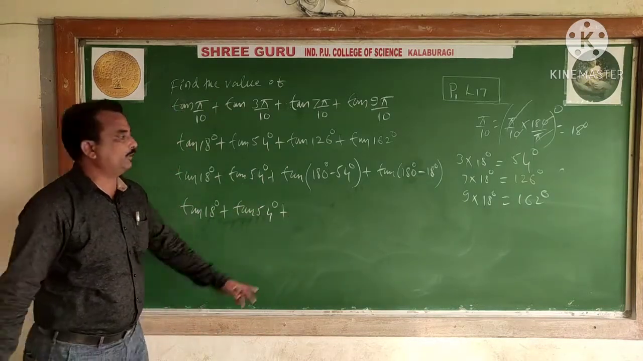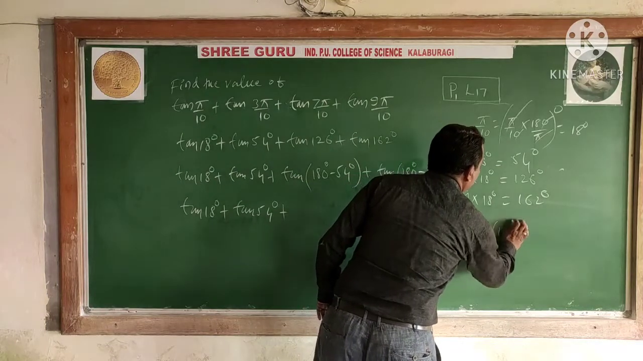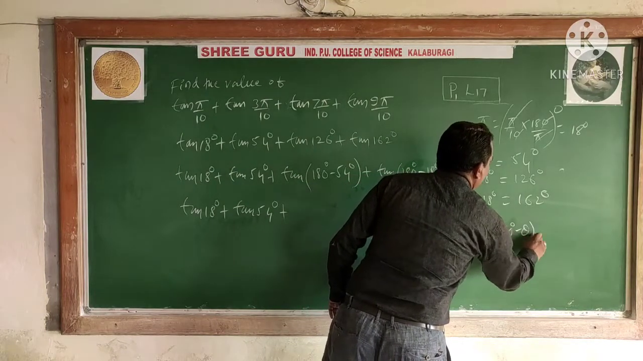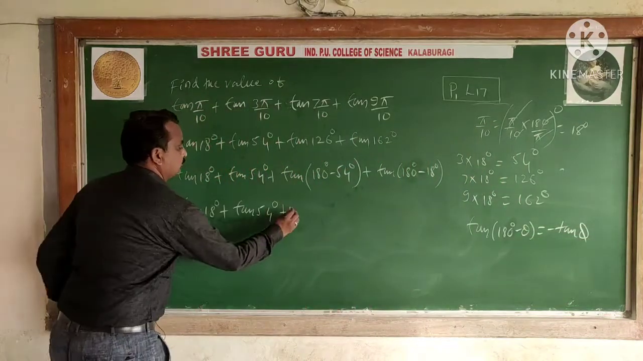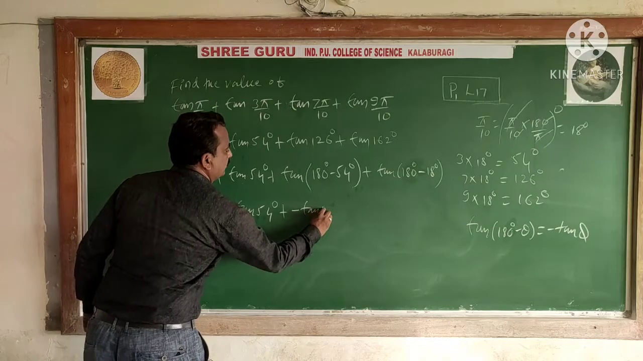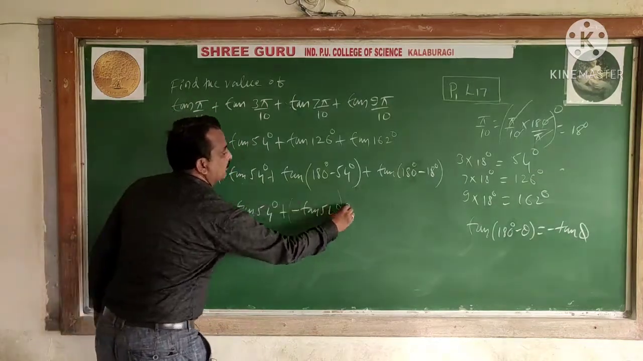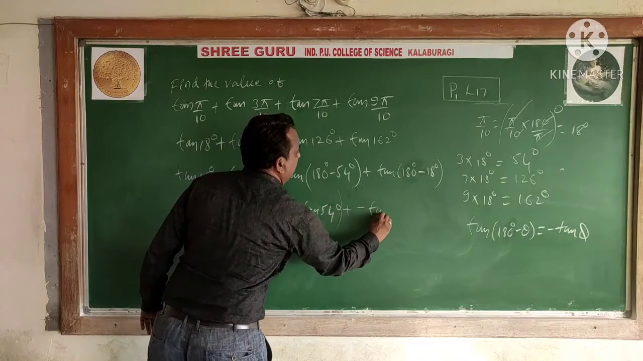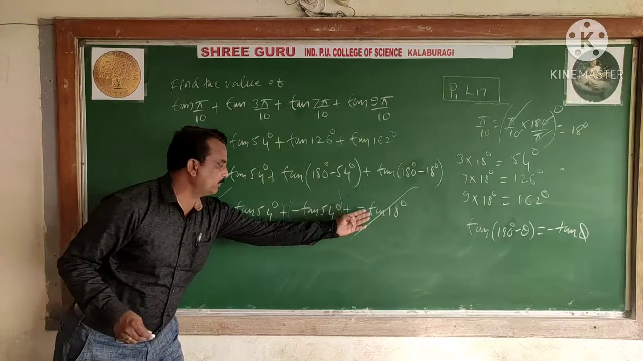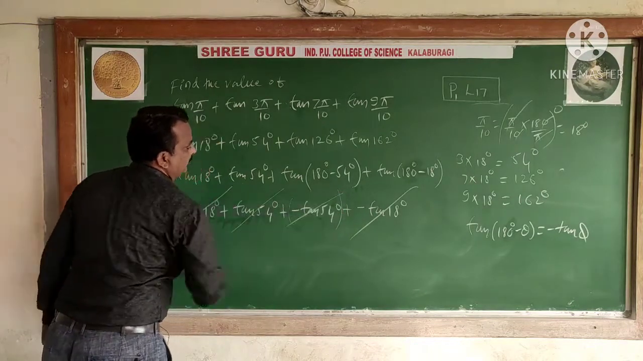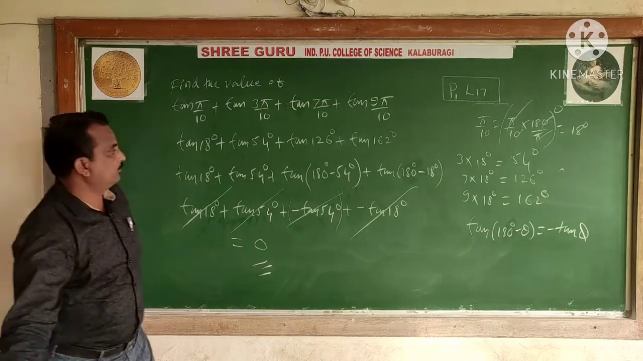Tell me the answer of this one. Tan of 180 minus theta: is it minus tan theta? So this is minus tan theta. For 54 degrees, it is minus. Next, plus, this is also minus tan 18 degrees. So tan 18 minus tan 18, plus tan 54 minus tan 54. This becomes 0. The value is 0.